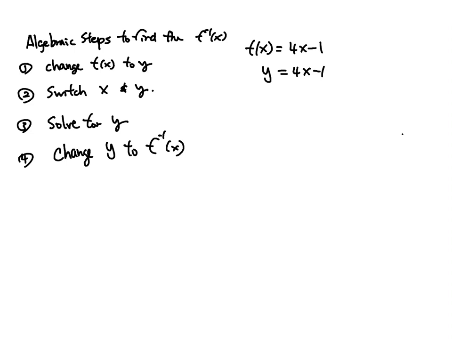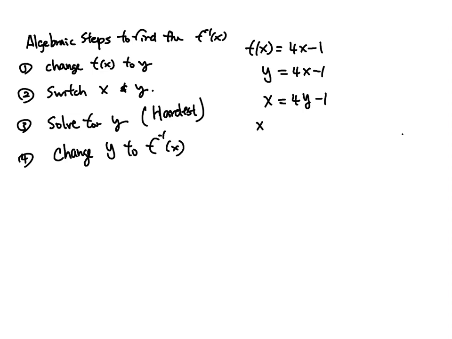And then we switch x and y. And now we solve for y. Solving for y is the hardest part, because depending on what kind of function you have, you're not always going to get linear. You could get rational, radical, log, or exponential. So step 3 is always the hardest part. But let's go ahead and solve for y.